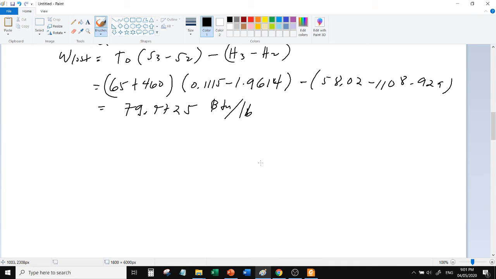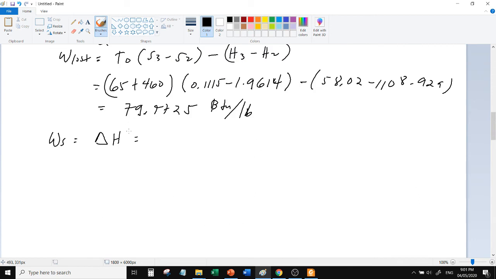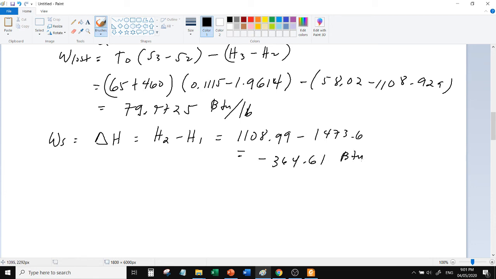Next is, dalawa lang naman yung device, kaya pwede na tayong gumawa ng table. Pero wala pa tayo nung actual work. Yung actual work, delta H lang yan. So, actual work ng turbine, H2 minus H1 lang yan. And this is equal yan sa, okay.